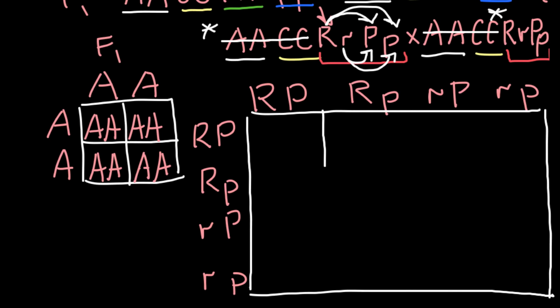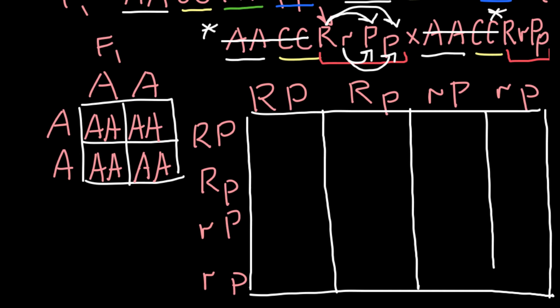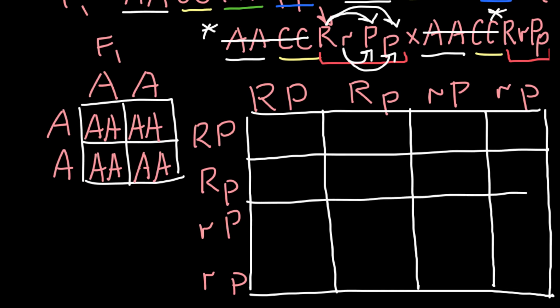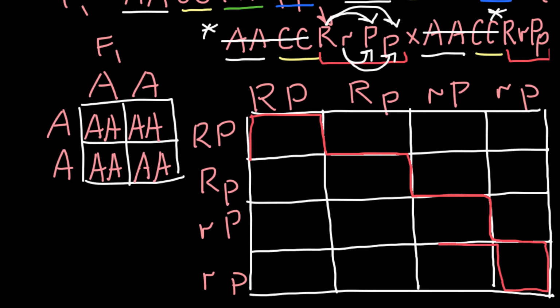So we would have 16 cells, 4 columns and 4 rows. And as I said, we are going to have 10 different genotypes. So we are going to get unique genotypes here that can be seen only once in our table, and the rest of the genotypes would be repeated once or 2 times.